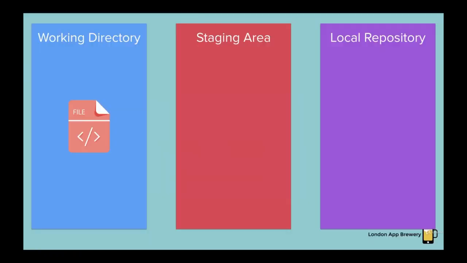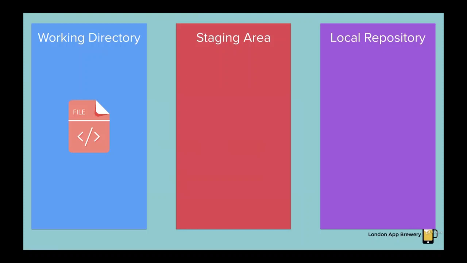So I just want to quickly recap what we've just done. So we created a file in our working directory inside our story directory. So the working directory is the folder or the directory where you initialize your Git repository. When we said git init, we did that inside the story directory. So that becomes our working directory.